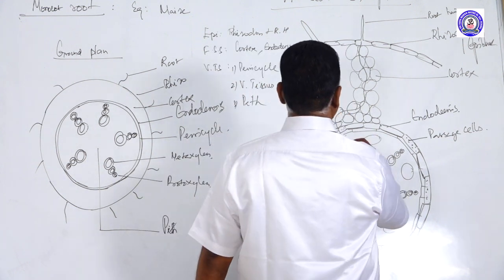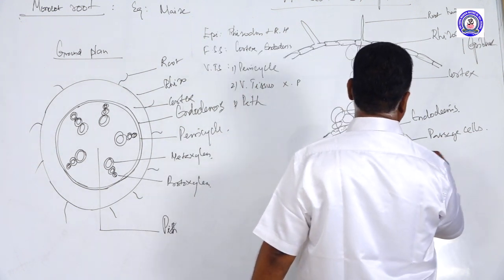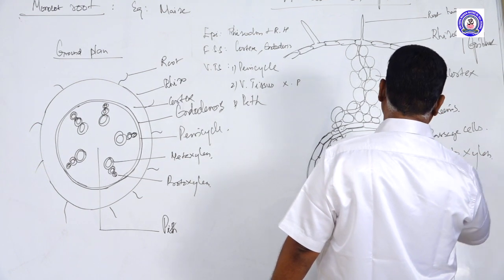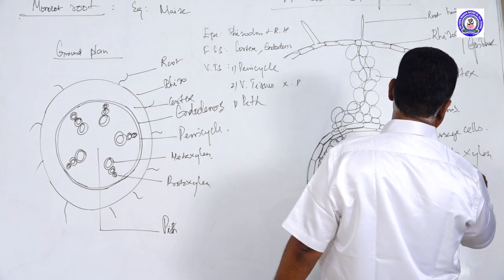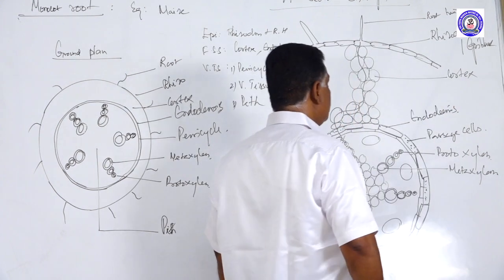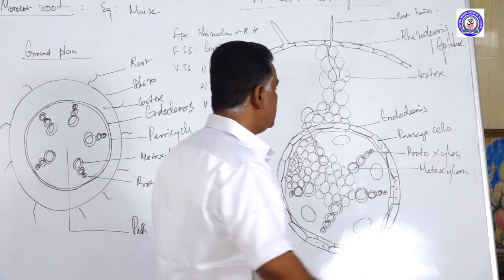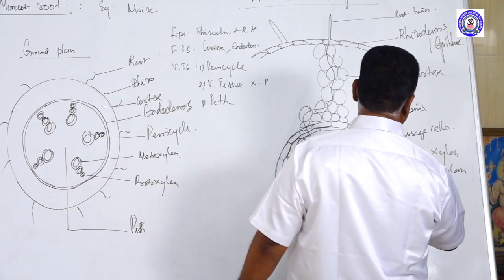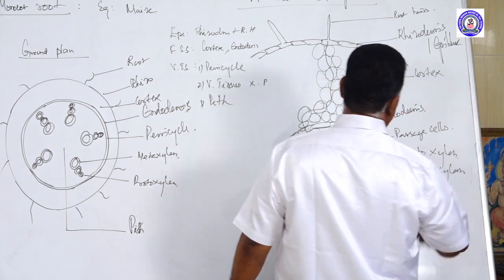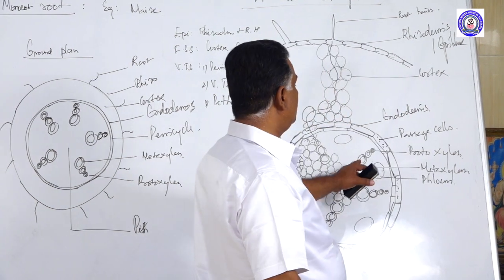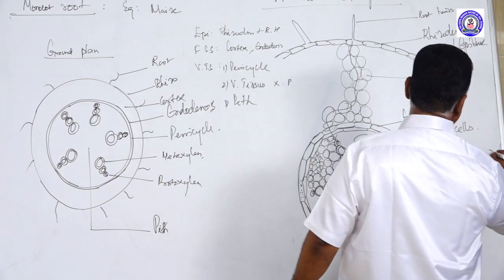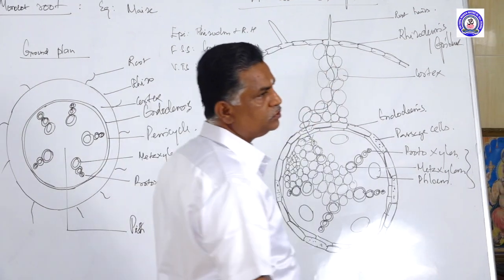Now, this is protoxylem. This is metaxylem. And this is phloem. The protoxylem, metaxylem and phloem, xylem and phloem, are lying in different radii. These are all primary structures, primary tissues, primary vascular tissues.